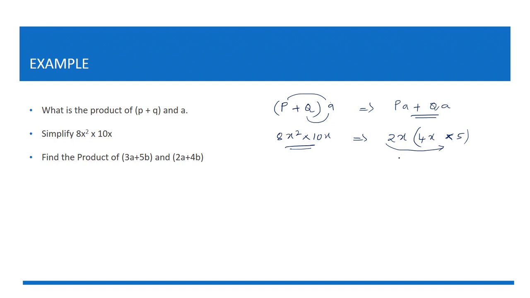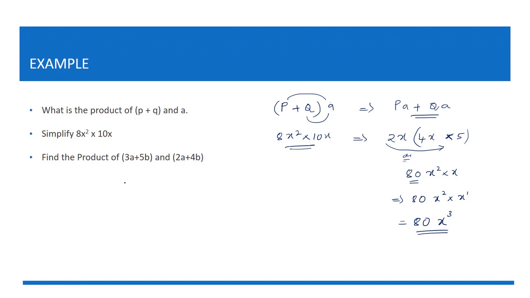This is one way you can do it. Or directly, 10 into 8 is 80, in terms of multiplication, and x square into x. Now what happens here? 80 x square into x to the power of 1. When they haven't given any power, you consider it as 1. Now this will become 80 x to the power of 3, right?